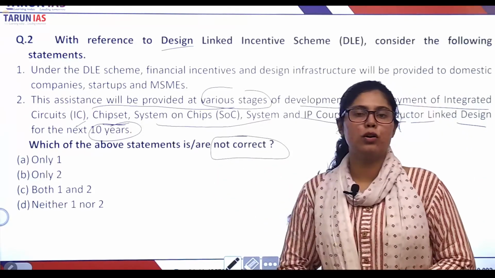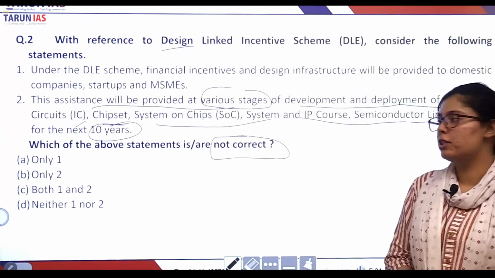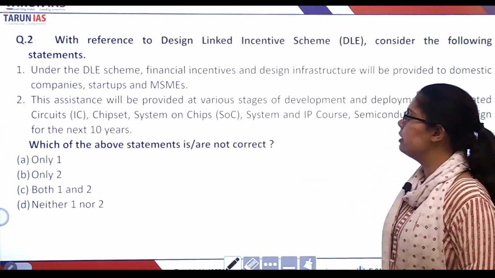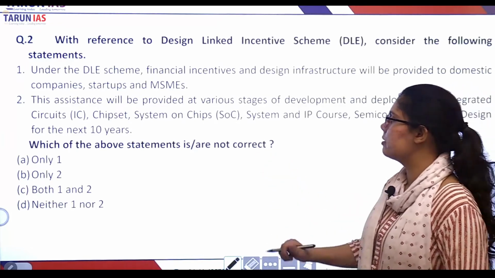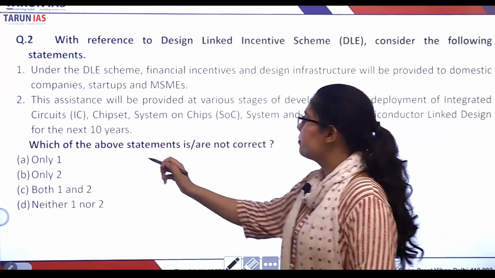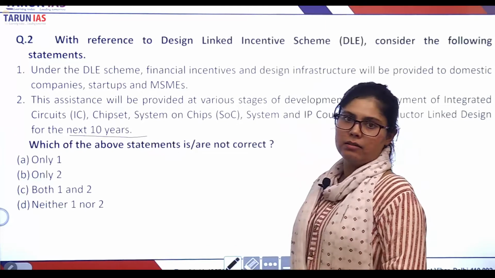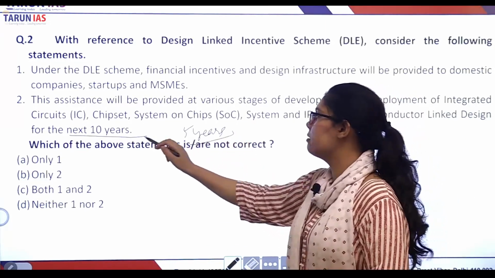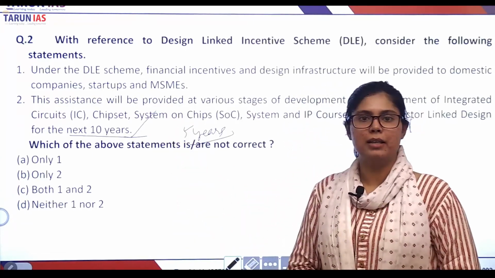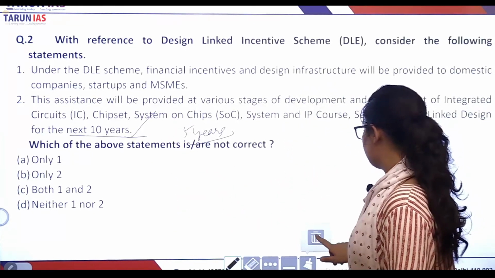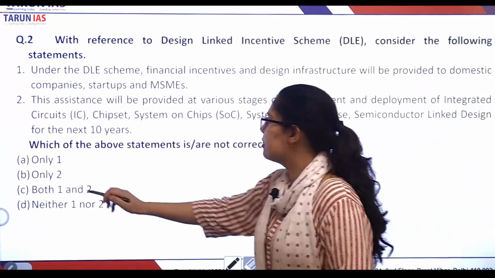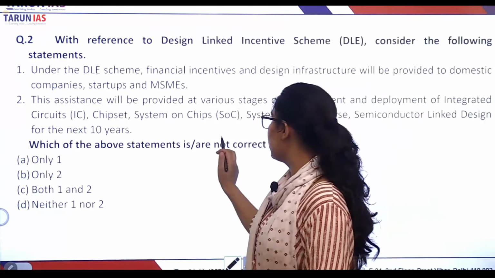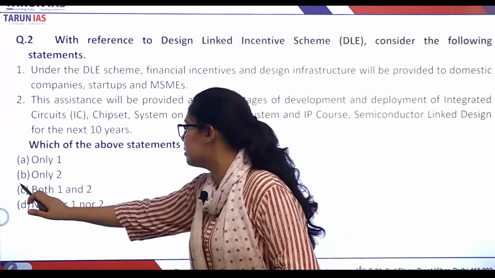So you read the questions carefully, you read the statements and pick the not correct answer. Like I told you in the previous MCQ, you have to select not correct. So be mindful of these keywords. Now here it says for the next 10 years when actually it is for 5 years. 10 years is a very long time. Therefore the correct answer is, not correct has been asked, B only.